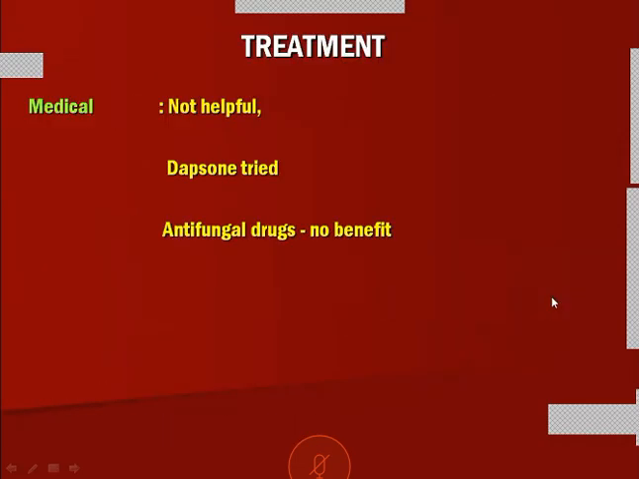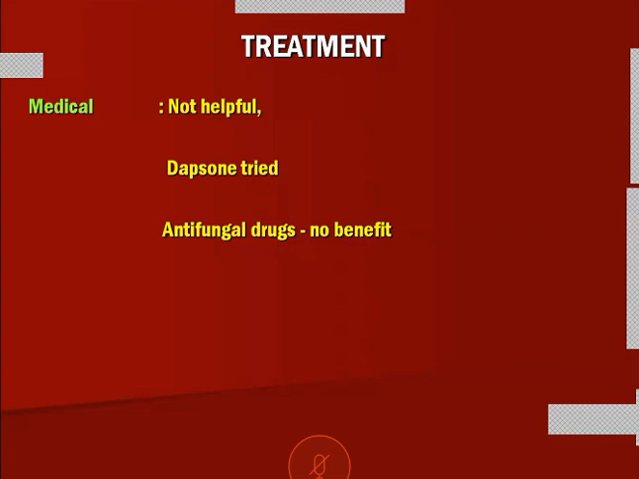So, what is the treatment? There is a medical treatment, but it is not at all useful. When you don't know whether it's a fungus, a bacterium or a protozoan, all the things are tried, and antifungals were tried, but there is no benefit. Usually they used to give dapsone for longer periods, but that also doesn't help. Nowadays dapsone is reserved for after surgical treatment, to prevent any recurrence.